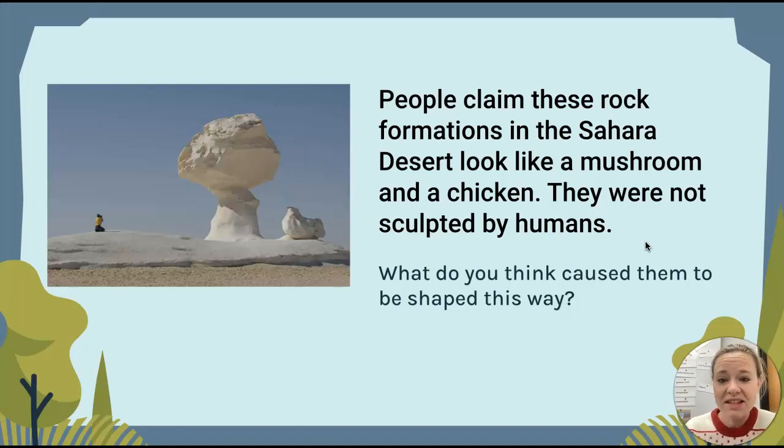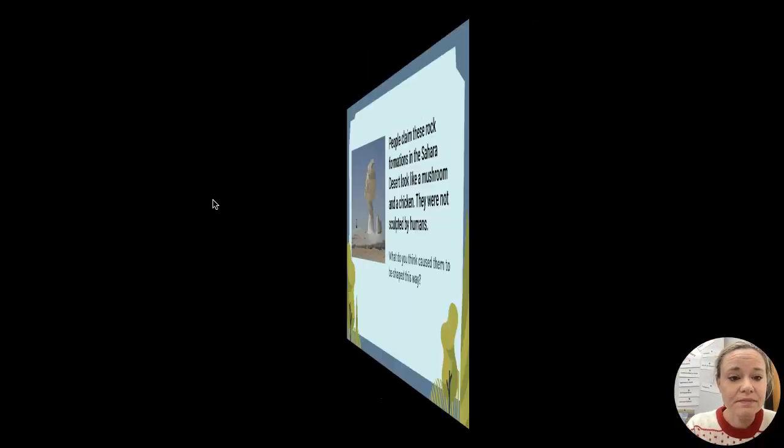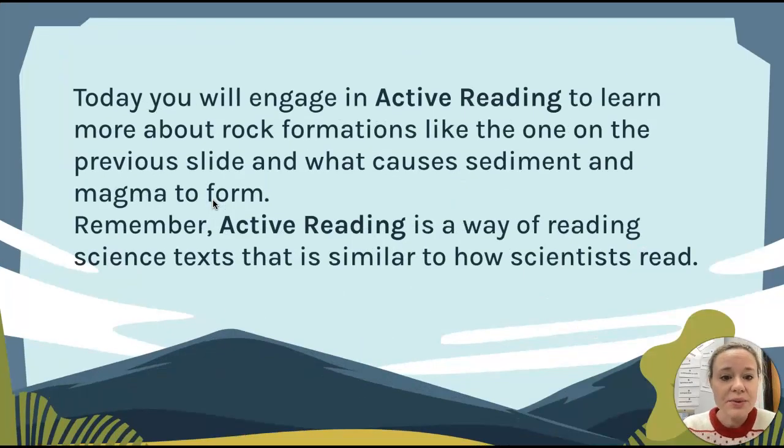So some people think that these rock formations look like a mushroom and a chicken and that they were sculpted by humans, but they were not sculpted by humans. So how do you think it got to be this shape if humans didn't get out a little chisel and kind of work towards making that rock formation? So we are going to use our active reading skills in order to learn about rock formations and what causes sediment and magma to form.